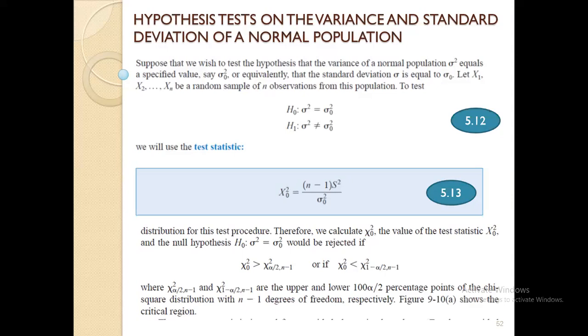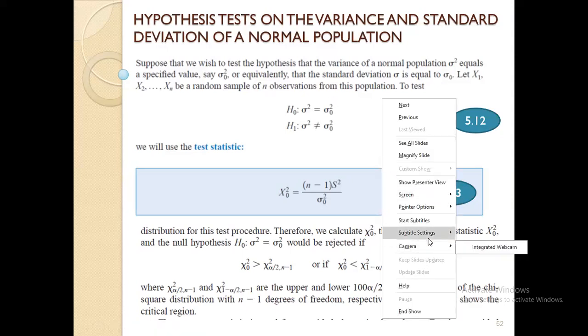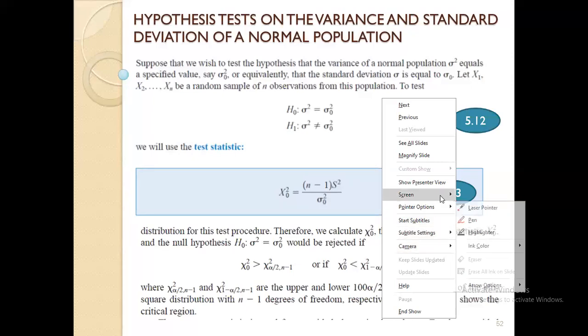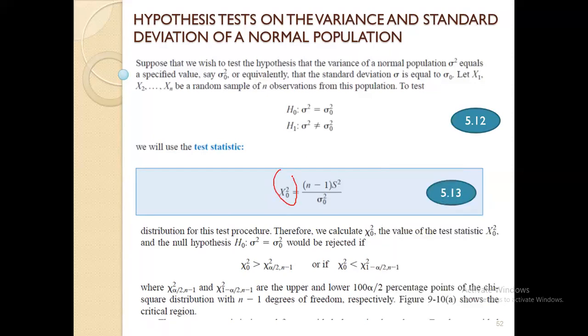But if we consider the variance, we will use the chi-square test, not the Z test, not the T test. We use chi-square for the variance, and the equation is defined by this test. It's calculated as n minus one times the sample variance divided by sigma zero squared. And if it's a two-sided test, we reject at the upper and lower tails.